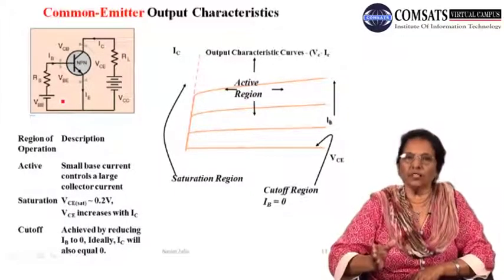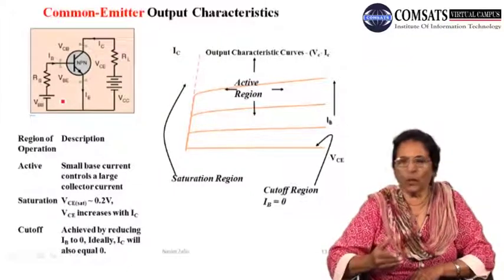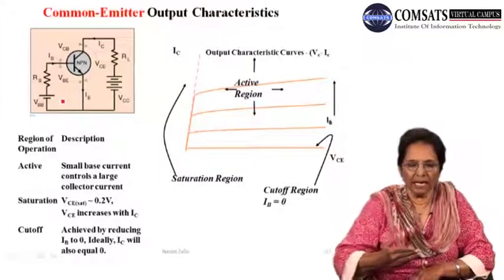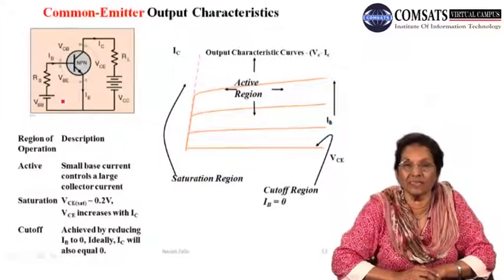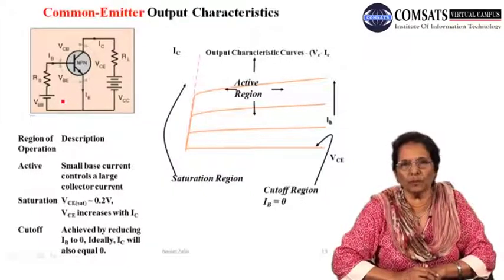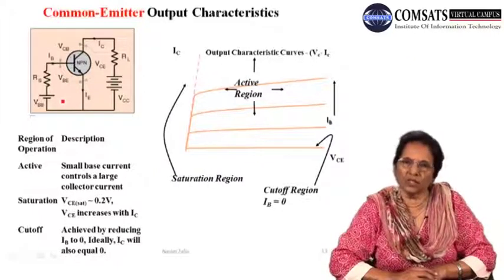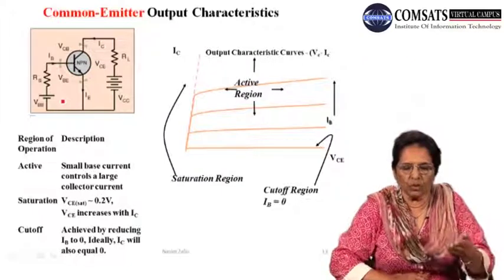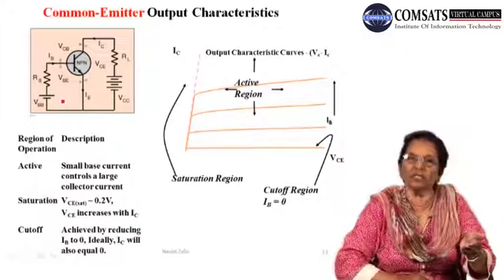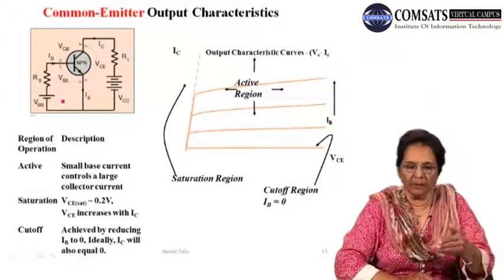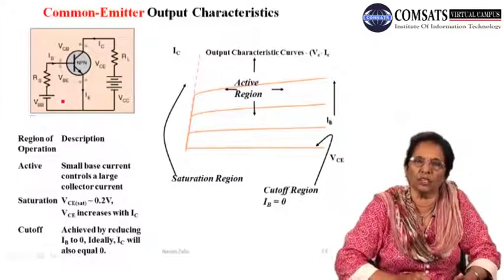So the right side shows you the output current curves for different values of the base current, and on the left side, within the colored box, I have shown you the circuit symbol for a forward biased emitter base junction and for a reverse biased base collector junction. You would also notice that I have chosen an NPN transistor, thereby the emitter is n-type and the base is p-type.